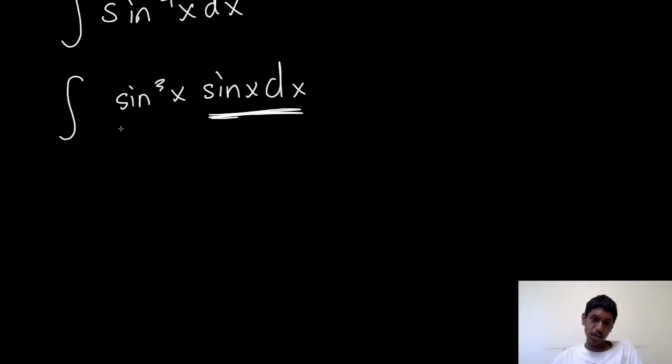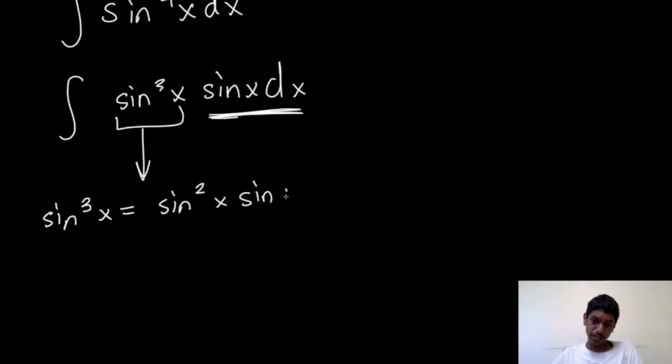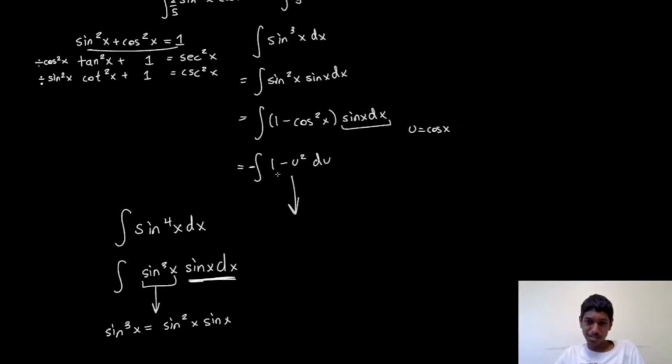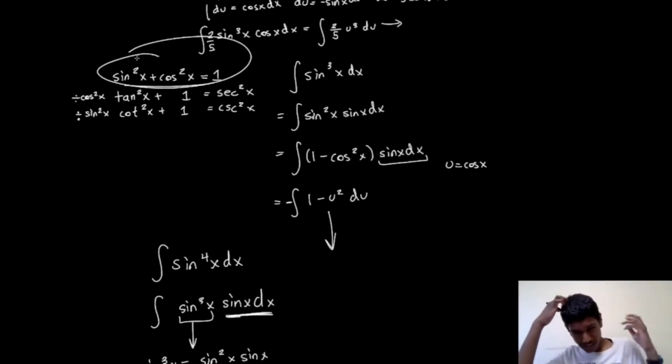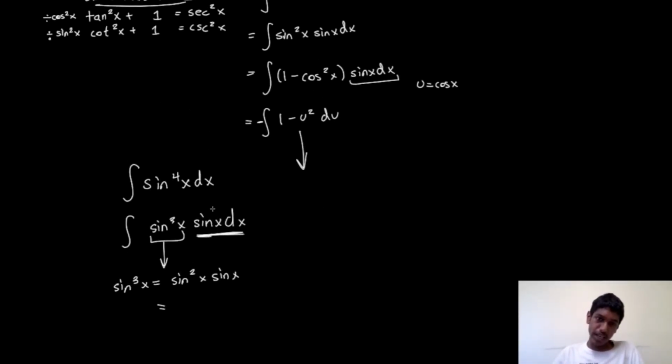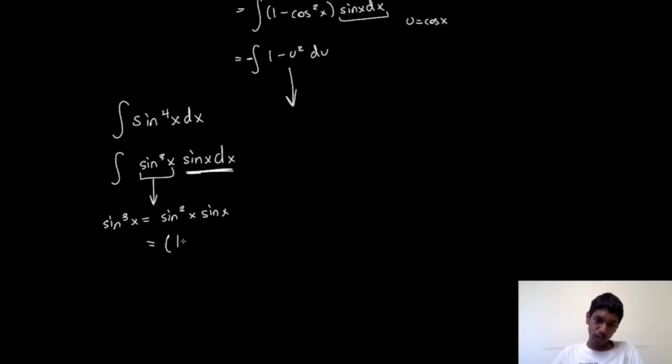So we could say, oh, well, sine cubed x is sine squared x times sine x. Now, the real issue is we only work in units of 2 because the Pythagorean theorem relates the squares of the sine and of the cosine. So we could say, okay, that becomes 1 minus cosine squared x times sine x.